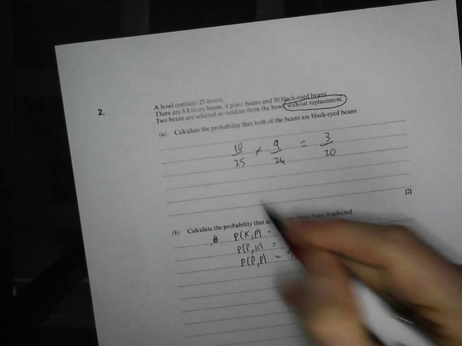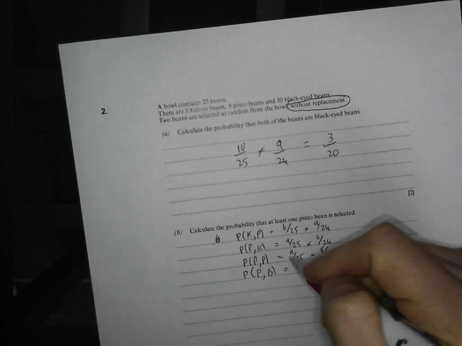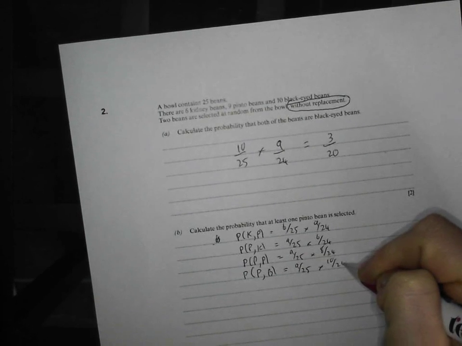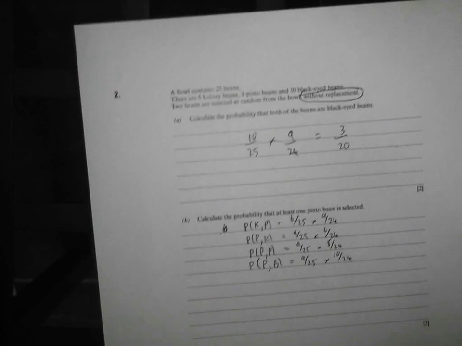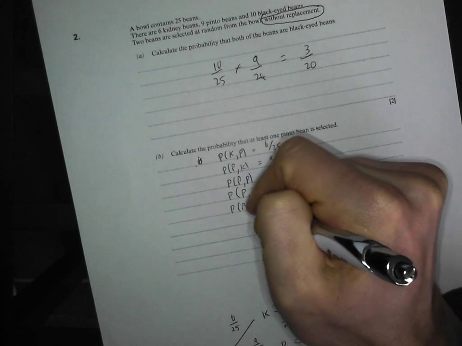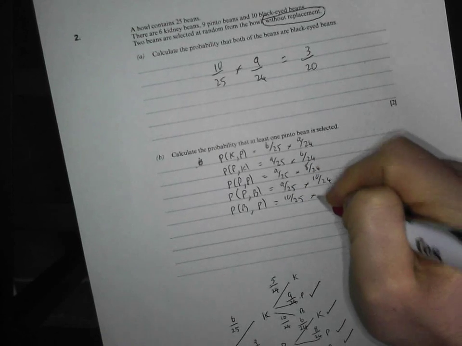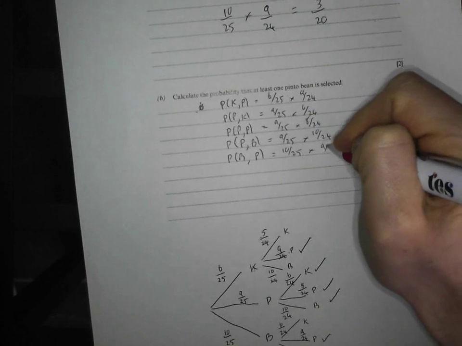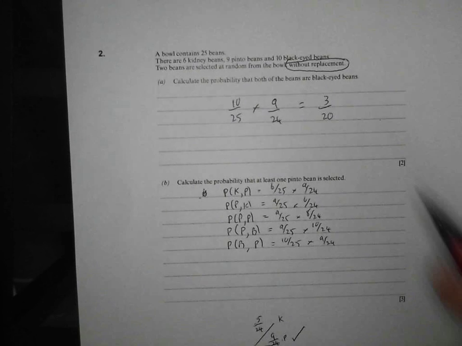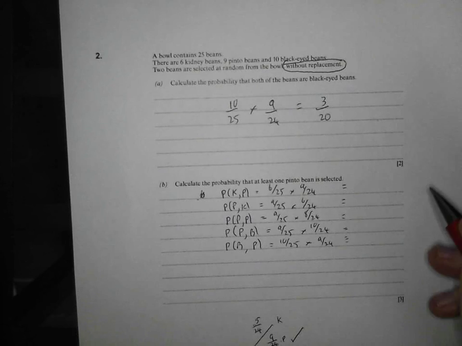And you've got to be on the ball during this, because one slip and it's all over. Pinto and a black bean, but you are getting a load of working out marks. 9 out of 25 times by 10 out of 24. I hope I'm getting this right. And then my last one is a black bean and a pinto. So that is 10 out of 25 times by, get me pinto, 9 out of 24. Okay, I reckon they're all the possible ones that I can have. Now I've got to work out their probabilities, then I've got to add them all together. Deary me, it's going to take me forever.